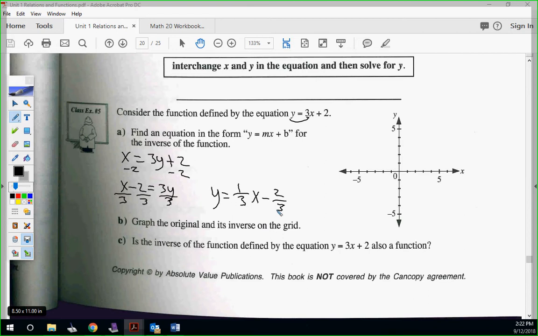Okay, so then we're going to graph the original and the inverse on this grid. So let's do the original in red or black, either's fine. For 3x plus 2, we'd start here. We'd go up 3 over 1, down 3, left 1. So we're somewhere along here. That's this guy, the black one. We'll switch to green for the inverse. 1/3 x minus 2/3. So minus 2/3 puts me right about here. That's up 1 over 3, down 1 over 3. So there's that inverse.